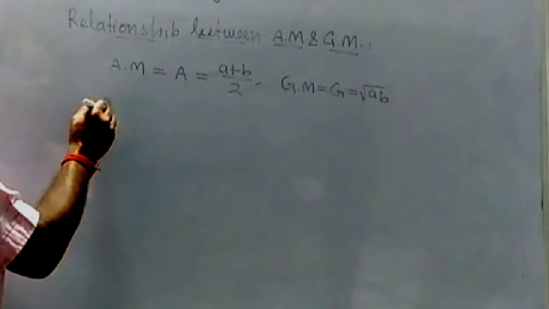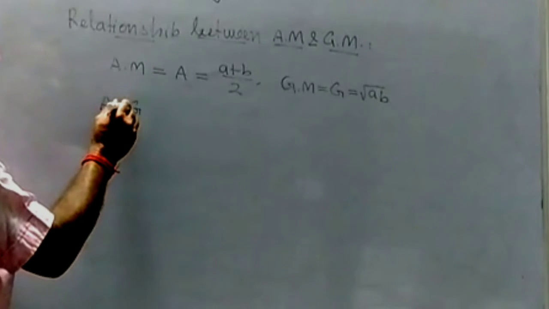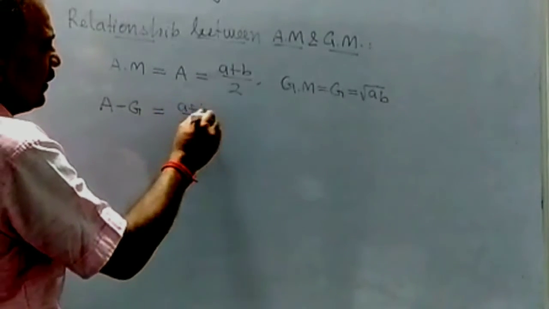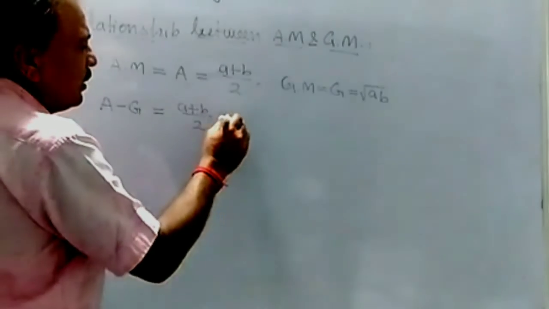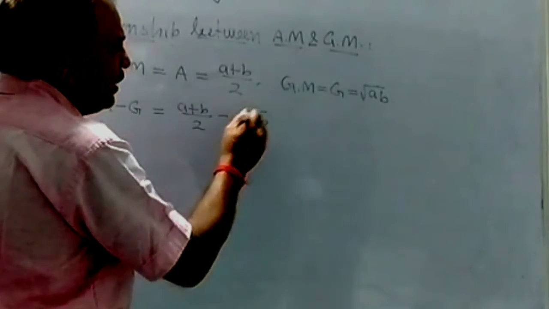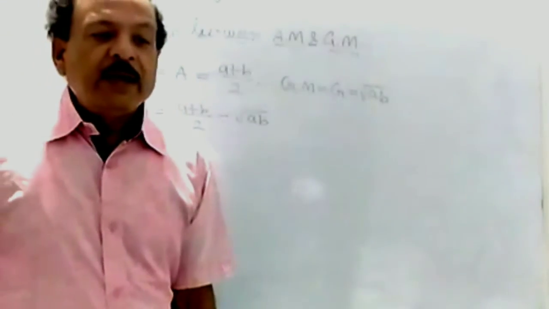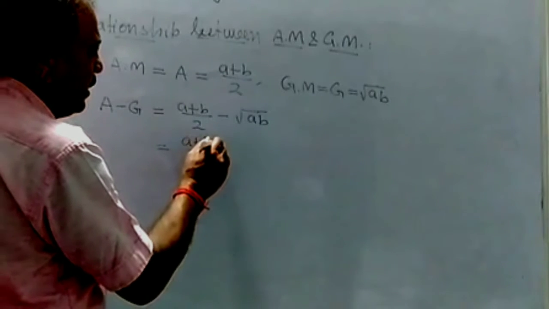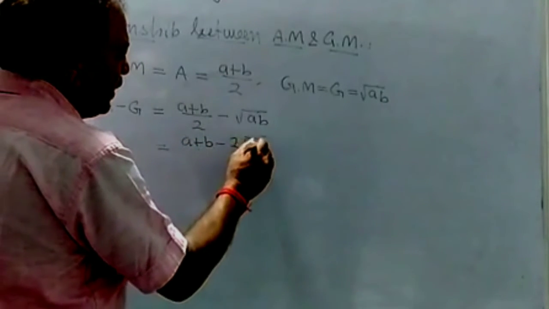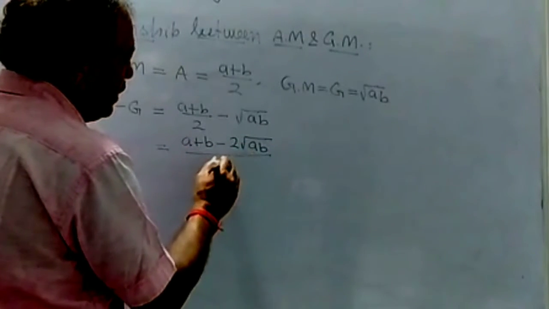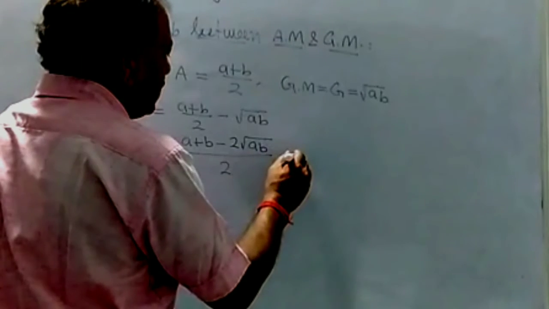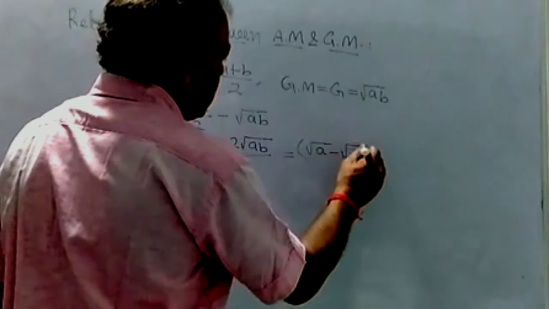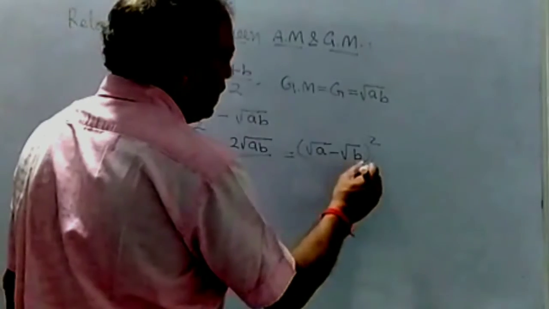Now consider A minus G. A minus G is (a plus b) by 2 minus root ab. So we can write this as (a plus b minus 2 root ab) upon 2. So we can write this as (root a minus root b) whole square upon 2.